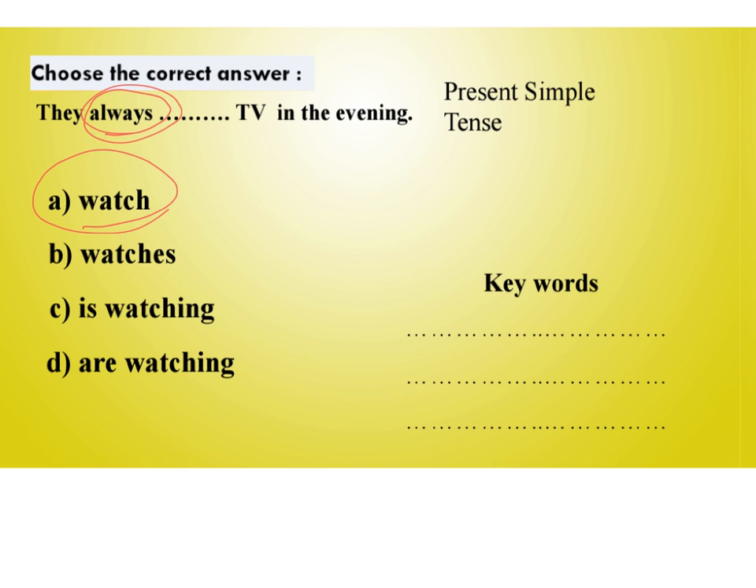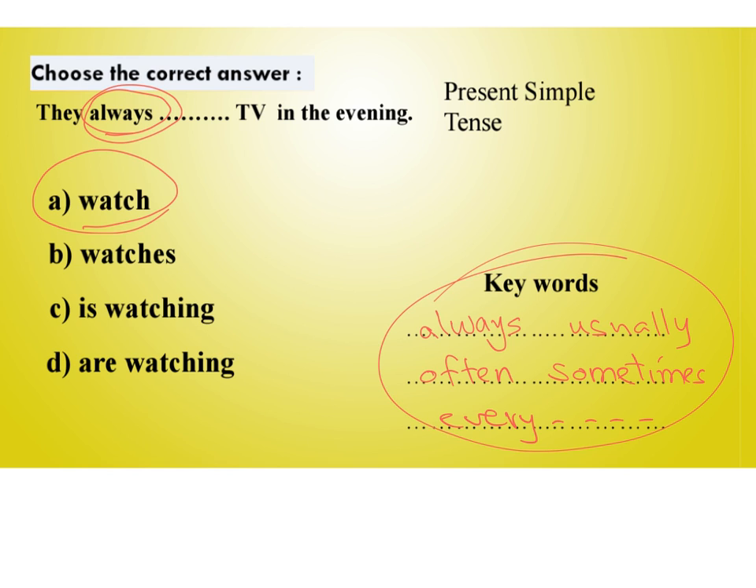Yes, always. Let's write them. Always, usually, often, sometimes. Excellent. What else? Every. Okay. Every day, every week, every month. So these are the time expressions or the keywords for the present simple tense.